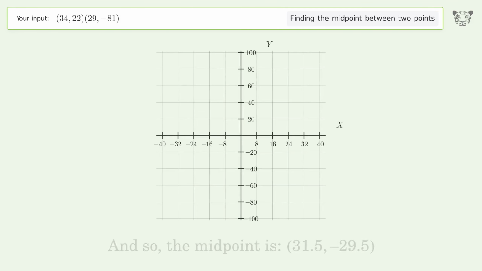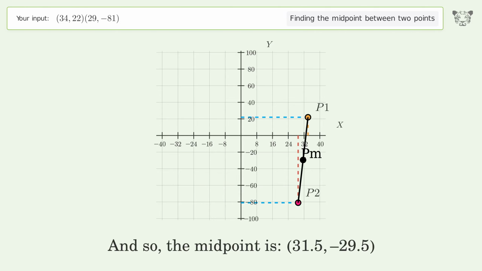And so, the midpoint is 31.5, negative 29.5.